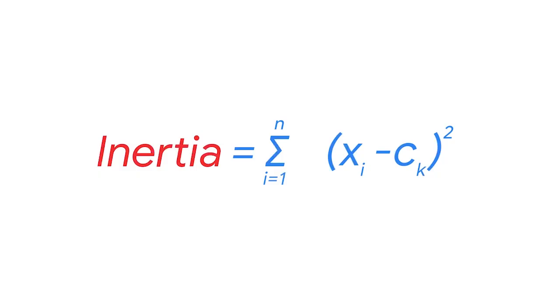Remember that inertia is the sum of the squared distances between each observation and its closest centroid. It's a measurement of intra-cluster distance, so it gauges how closely related each observation is to the other observations in its own cluster. Inertia can be represented by this formula, where n is the total number of observations in the data, and c sub k is the centroid of the cluster that the observation x sub i is in. The more compact the clusters, the lower the inertia, because there's less distance between each observation and its nearest centroid. Therefore, it's important for inertia to be as close to zero as possible.